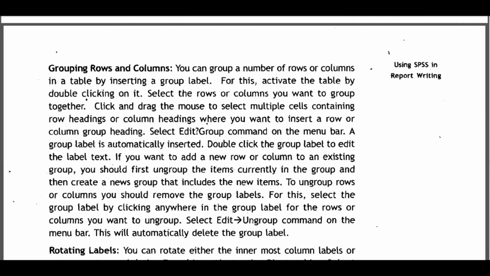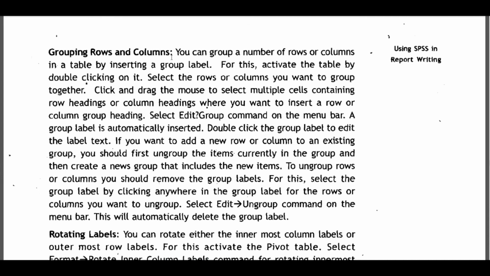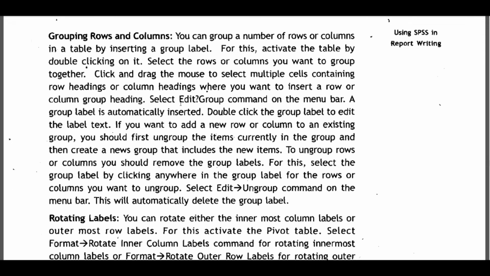Grouping rows and columns. You can group a number of rows or columns in a table by inserting a group label. For this, activate the table by double clicking on it. Select the rows and columns you want to group together. Click and drag the mouse to select multiple cells containing row headings or column headings where you want to insert a row or column group heading. Select the edit group command on the menu bar. A group label is automatically inserted. Double click the group label to edit the label text.